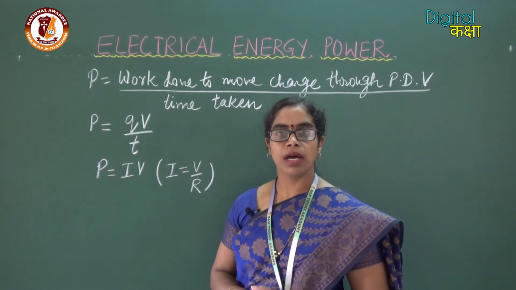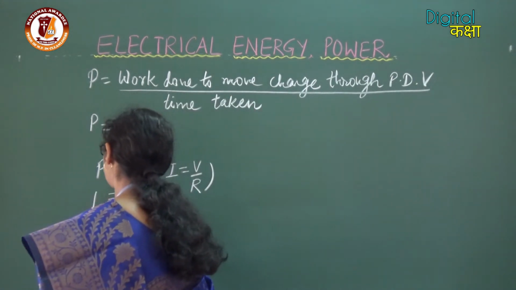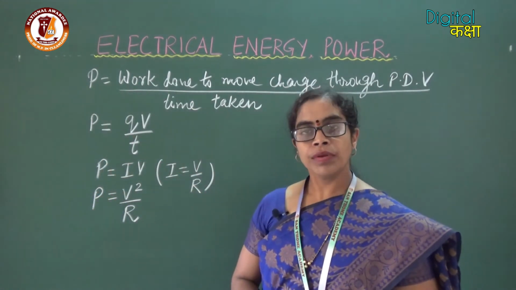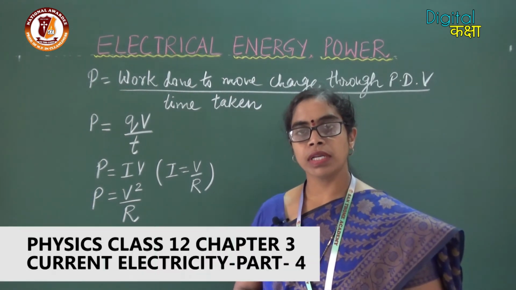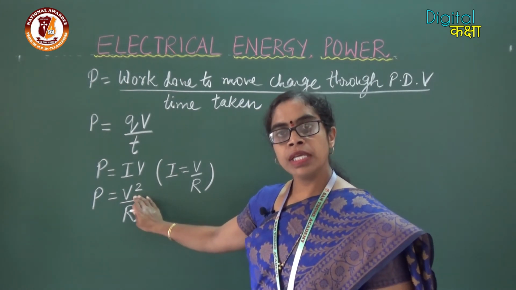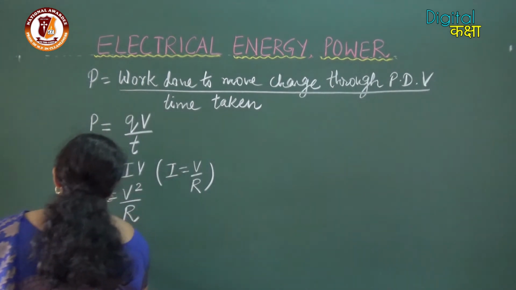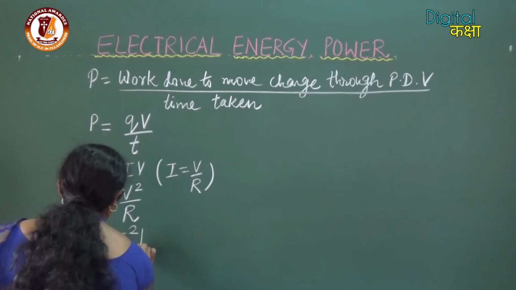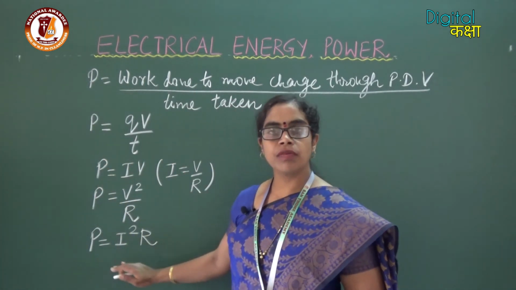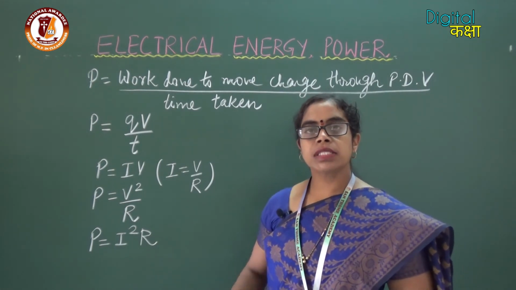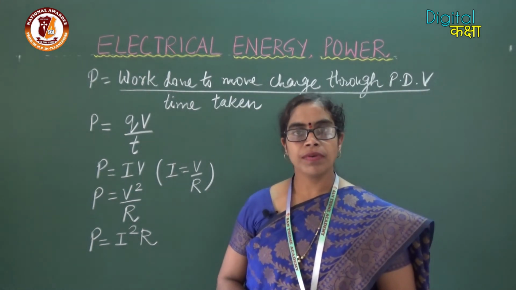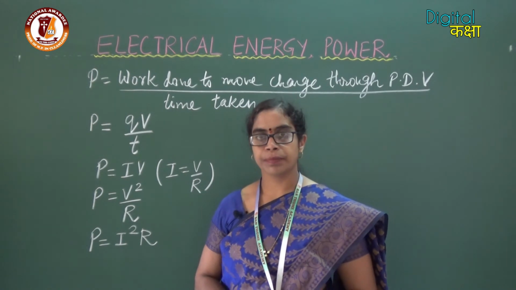So in terms of V and R, I get the second formula of power, which can be written as V square upon R. Now if I want the formula in terms of the current and the resistance, I will have to eliminate V again using Ohm's law, and in that case I will get the formula of power equal to I square R. This formula, P is equal to I square R, is the one we use to calculate the power dissipated or the power loss in any circuit.